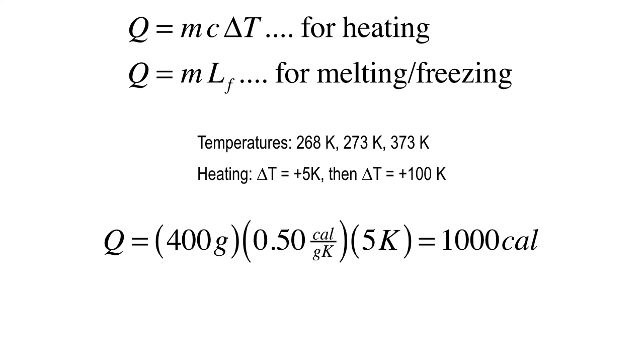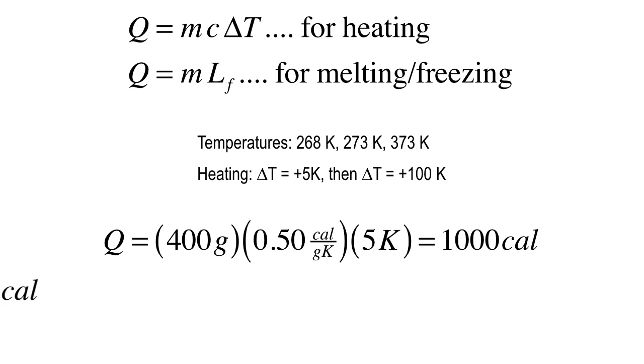All right, here we go. First one, to heat up the ice. So make a note, this is ice. 400 grams of ice that we started with. Specific heat of ice, water ice anyways, 0.50 calories per gram Kelvin. And how much do you heat it up? You're going from 268 to 273, the melting point. So that's 5 Kelvin, and that works out to 1,000 calories.